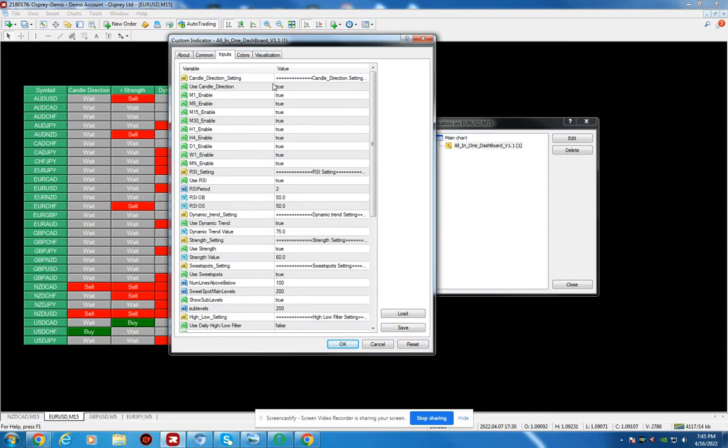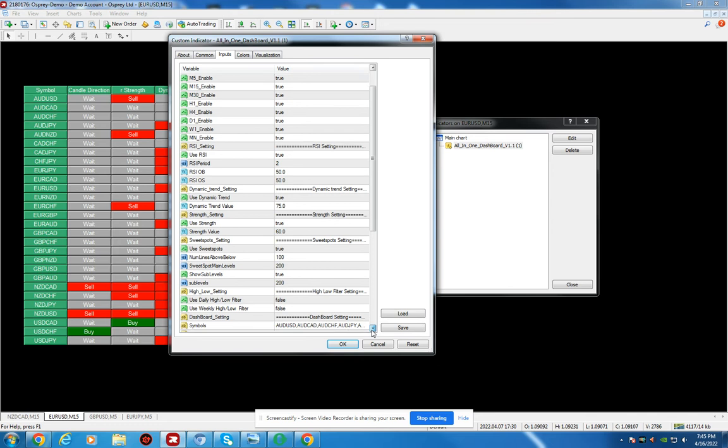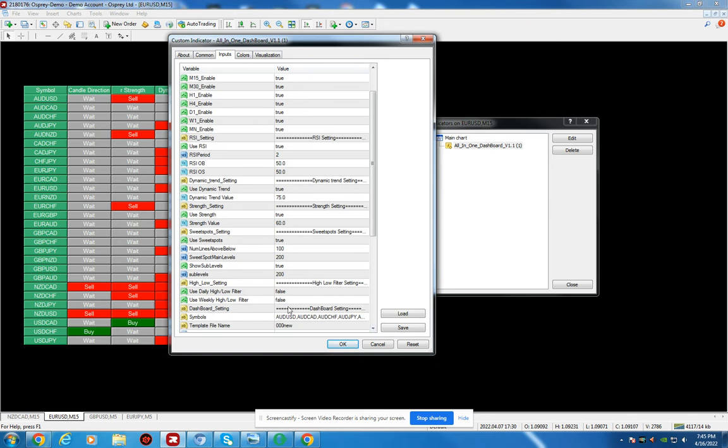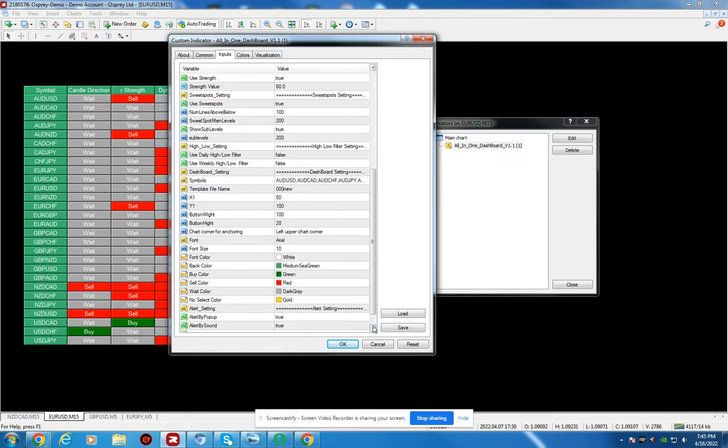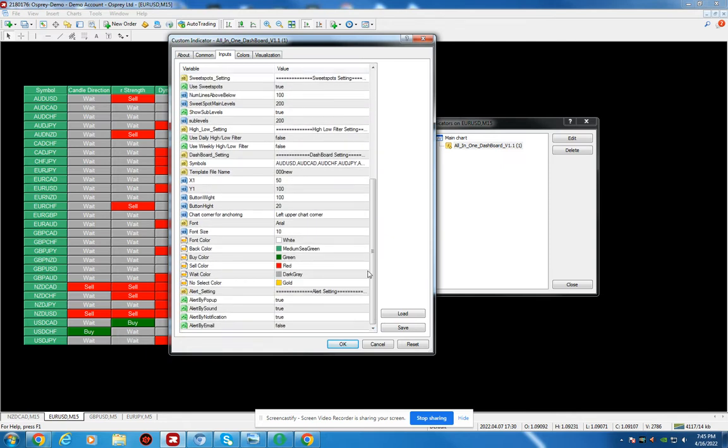So these are the properties here: the candle direction, the RSI overbought and oversold, RSI value, dynamic trend, candle strength, sweet spot, high and low of the day, weekly high and low filter, the currency pairs, and this is just to get alerts. So I'll use it for alerts now.